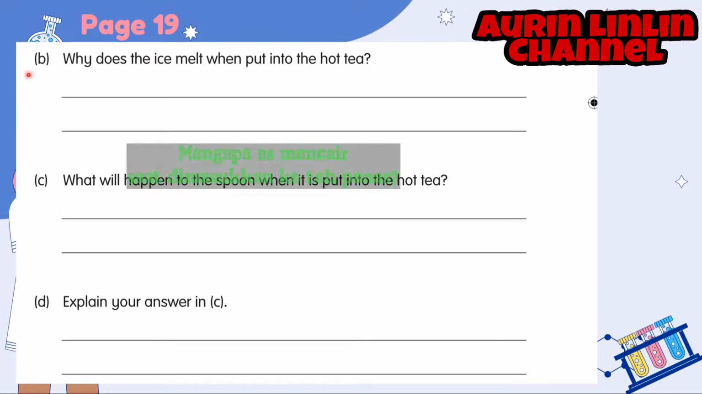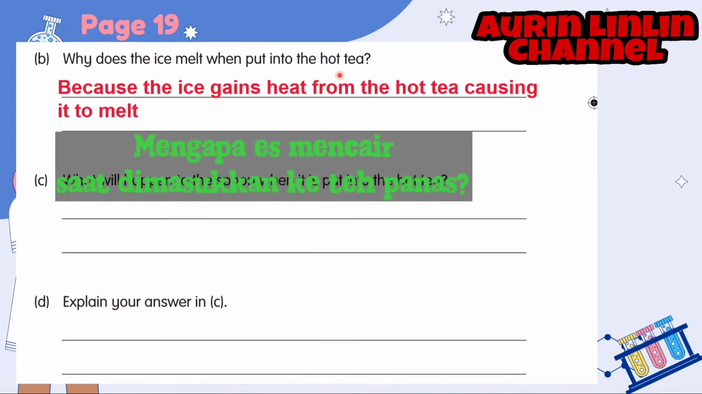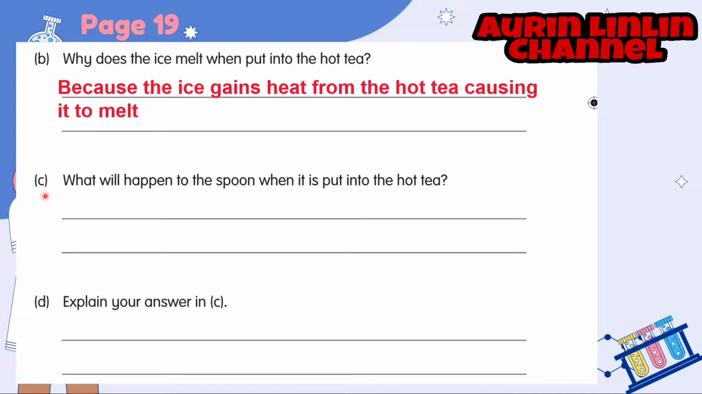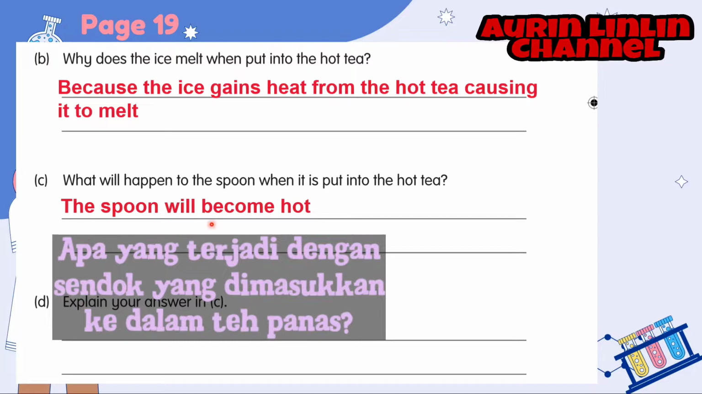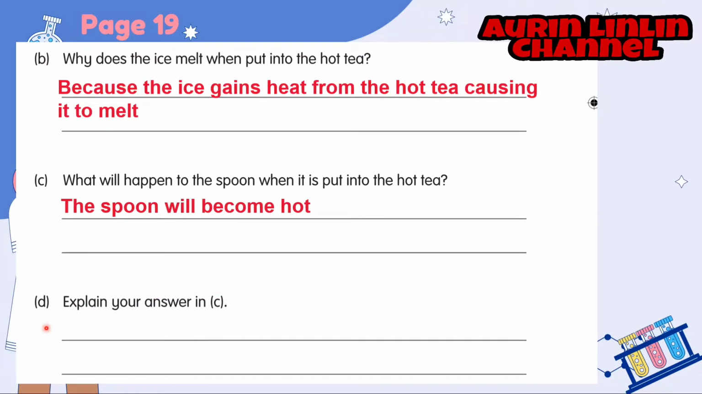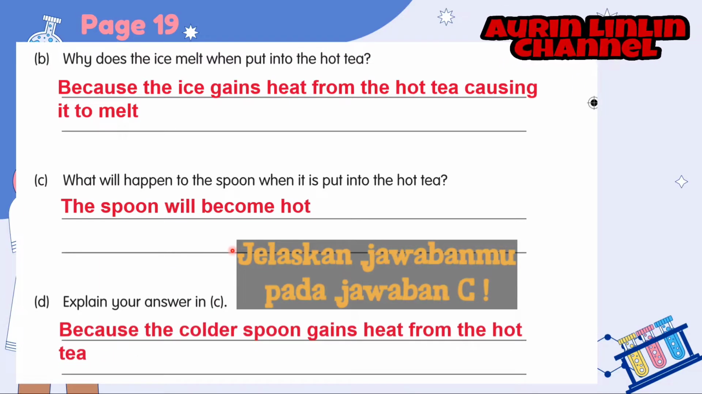Question B. Why does the ice melt when put into the hot tea? And the answer is because the ice gains heat from the hot tea, causing it to melt. Question C. What will happen to the spoon when it is put into the hot tea? And the answer is the spoon will become hot. Question D. Explain your answer in C. Because the colder spoon gains heat from the hot tea.